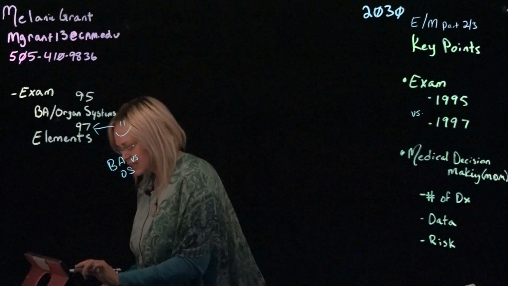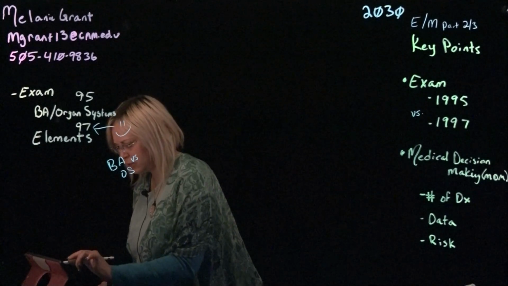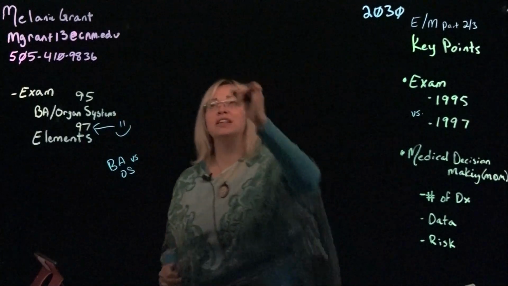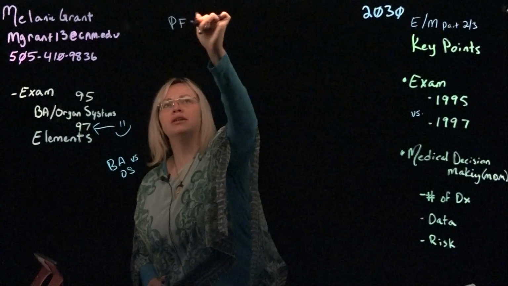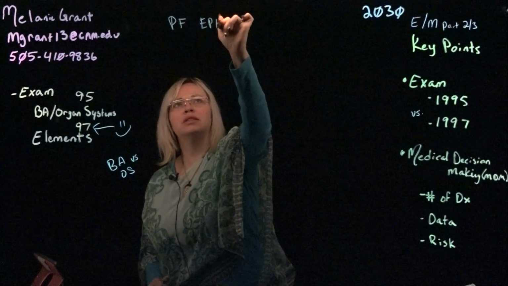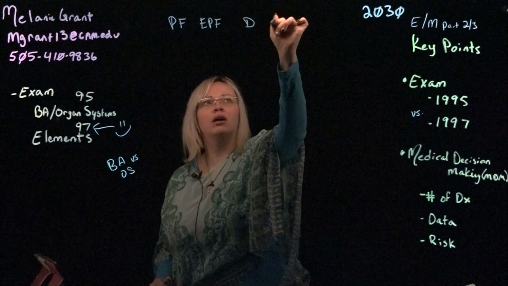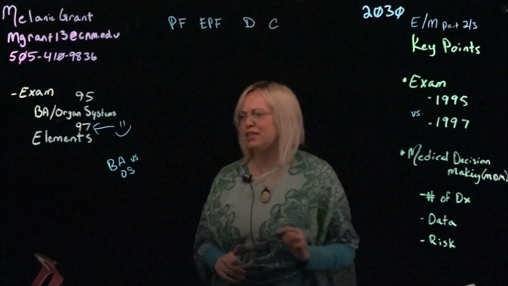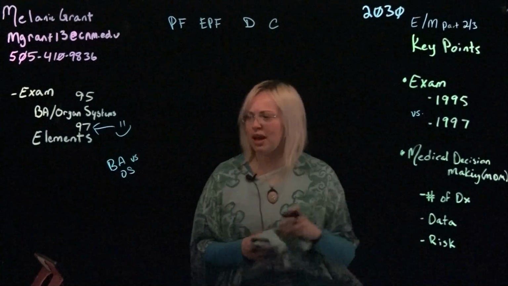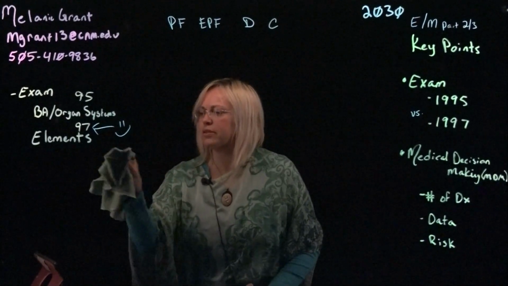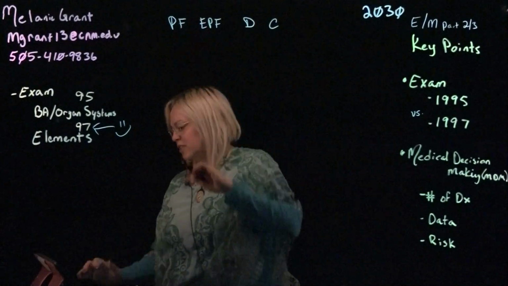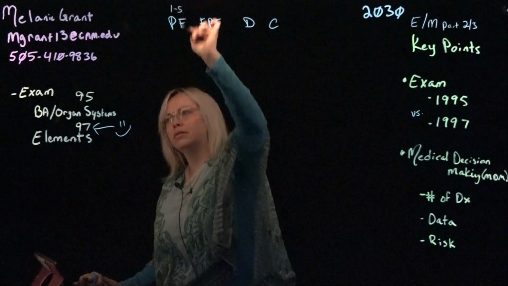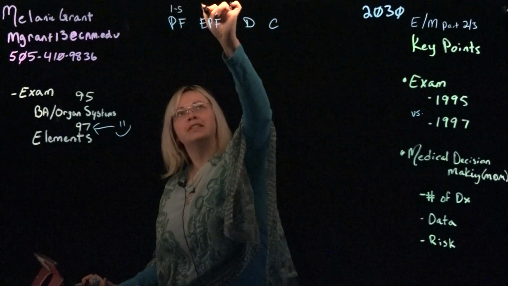In the 1997 guidelines, and I'm just pulling up my little cheat sheet that I made here, we also have the same levels of exam, which are problem-focused, expanded problem-focused, detailed, and comprehensive. Only here it's element-based and sometimes body area organ systems. Okay, so we'll look at that part in just a second. The first thing to do is to say how many elements. And the first one is 1 to 5. Expanded problem focus is 6 to 11.